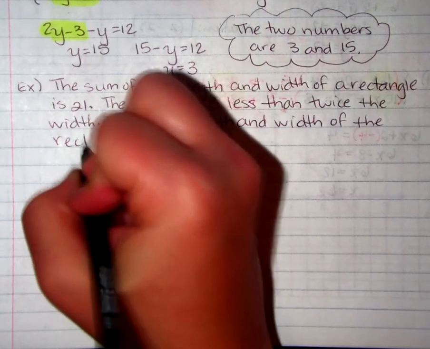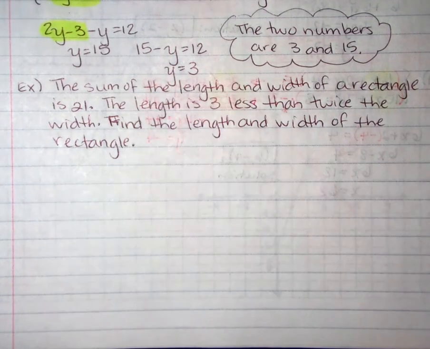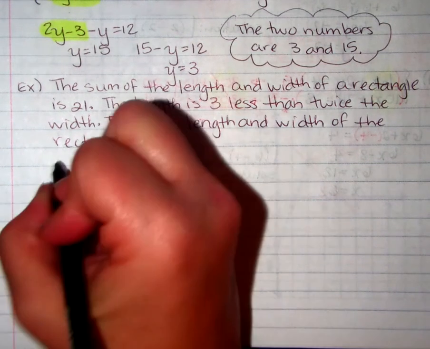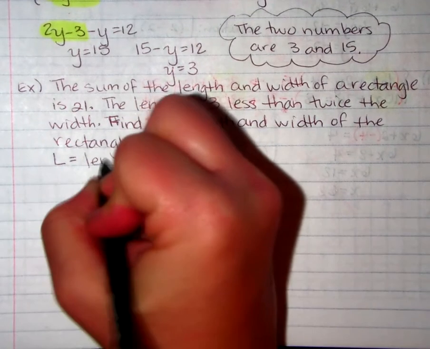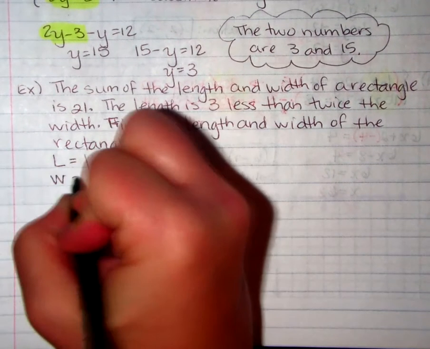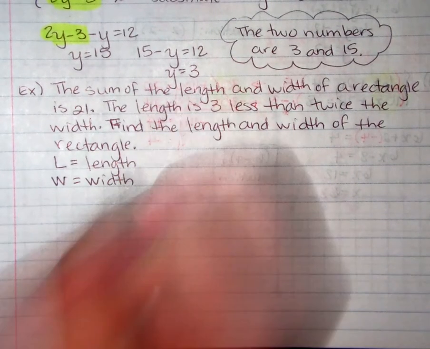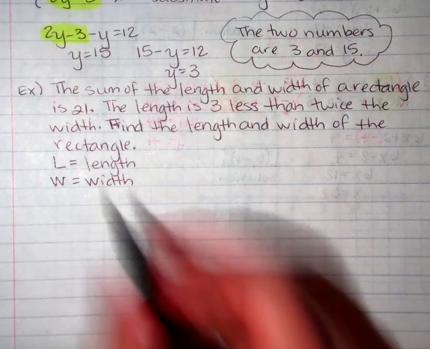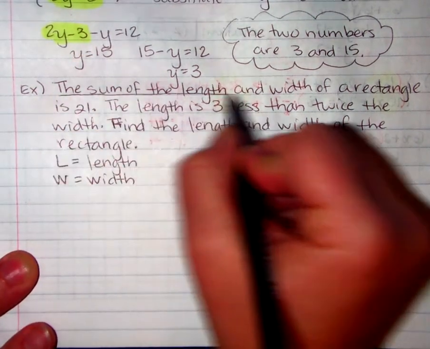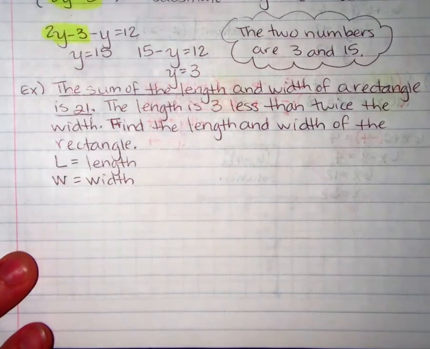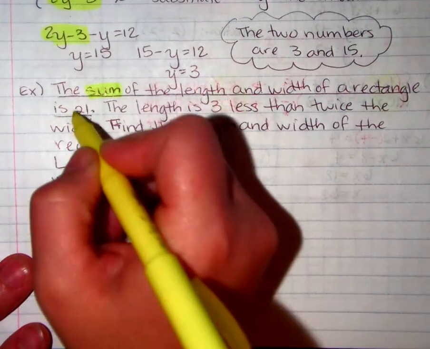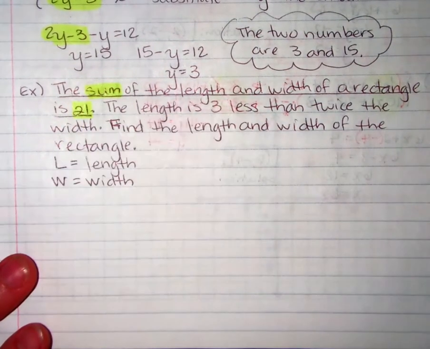So when I'm trying to find the length and the width of the rectangle, I can use any values or any variables that I want to indicate length and width. So I'm going to use an uppercase L when I'm talking about the length, and an uppercase W when I'm talking about the width. It doesn't do me any good to use X and Y if I can use two other variables that could represent the information a little bit better. So this first sentence, the sum of the length and width is 21. Some of our keywords, sum, I'm going to have to add the length and width together, and that value is going to equal 21.